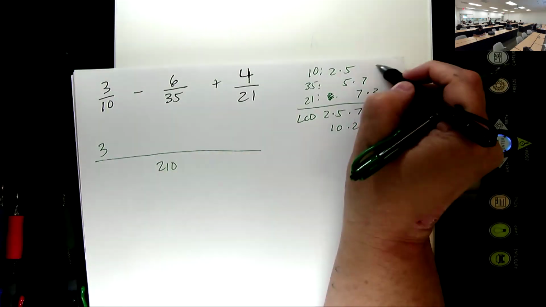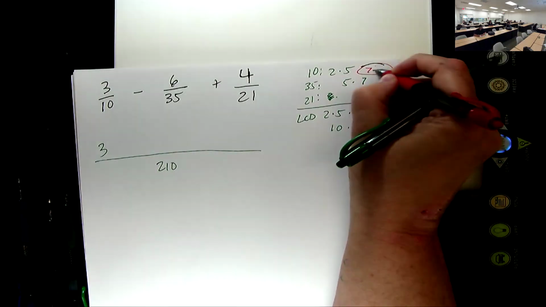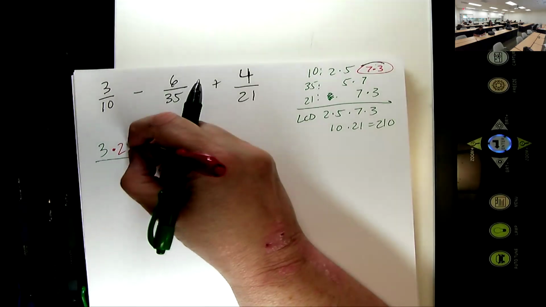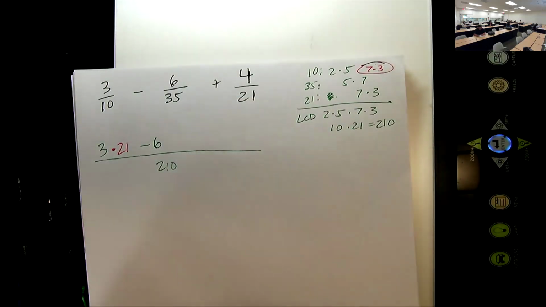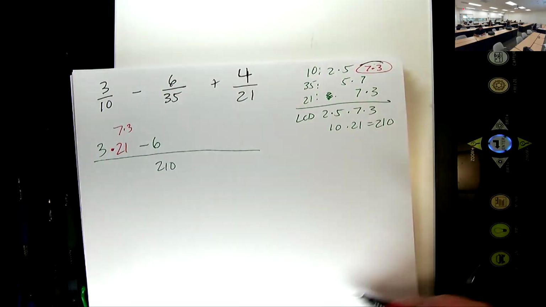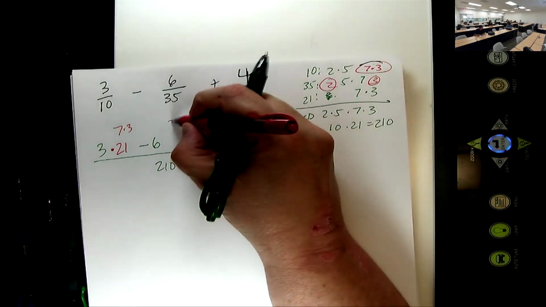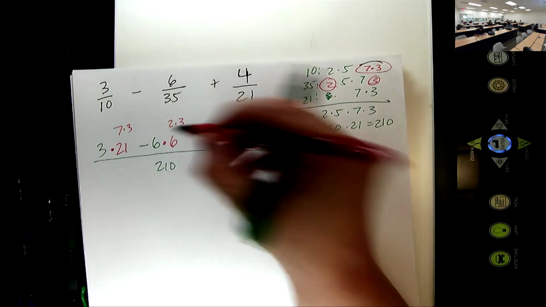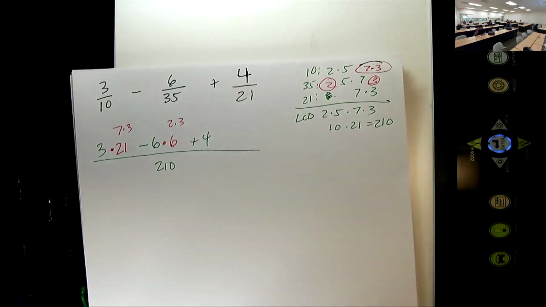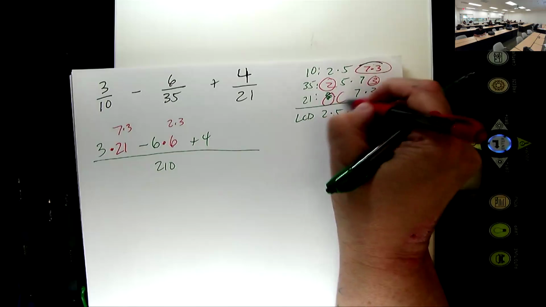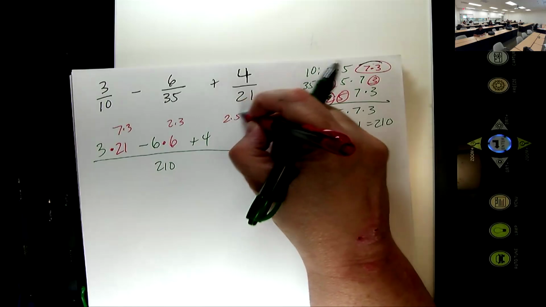The 3 is missing these two. It's missing 7 times 3, which is 21. And I have a minus 6, and I'll write the 7 and the 3 above it. The 6 is missing a 2 and a 3. 2 times 3 is 6. And the 4 is missing a 2 and a 5. 2 times 5 is 10.